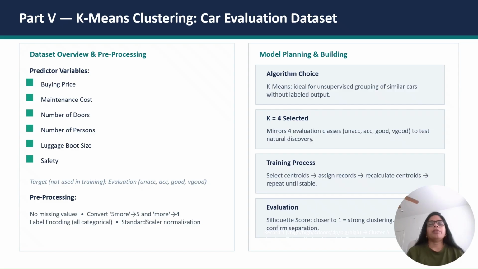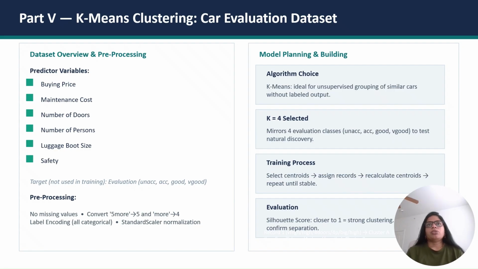After that, we have to do the model planning. When doing the model planning, we chose the k-means algorithm because it's ideal for unsupervised grouping of similar cars without labeled output. We also chose k equal to 4. Why did we choose k equal to 4? Because we have 4 evaluation classes, which are unacceptable, acceptable, good and very good, in the predictor variable, so that we can test the natural discovery.